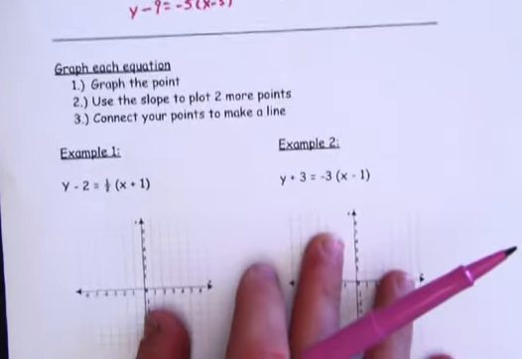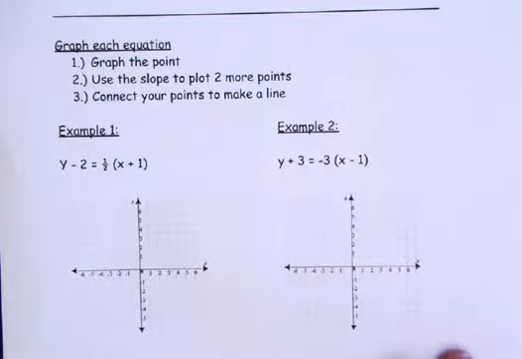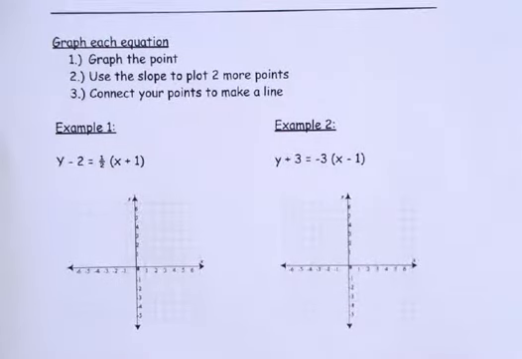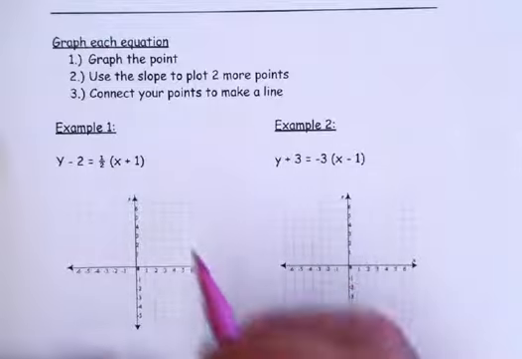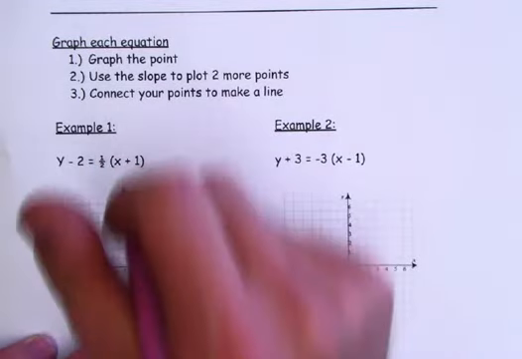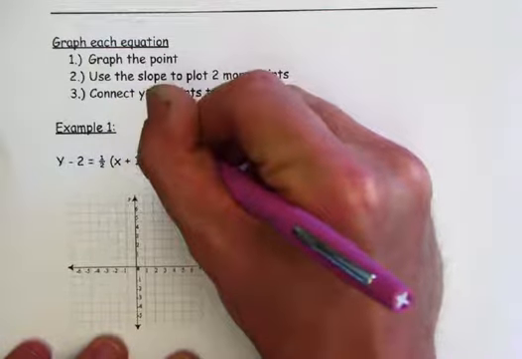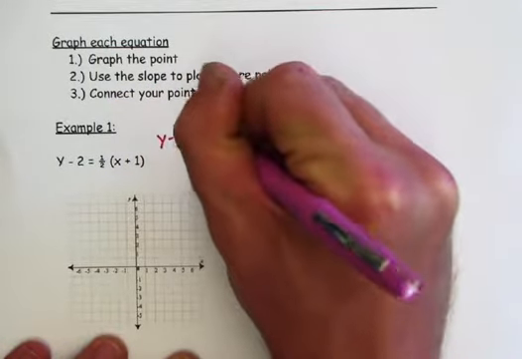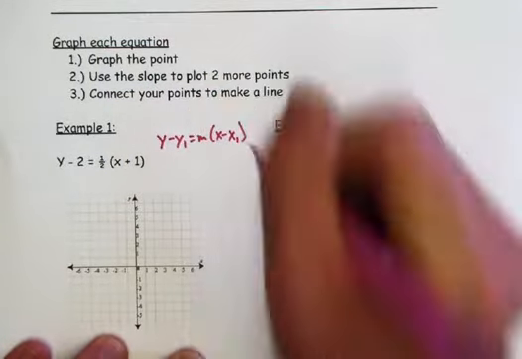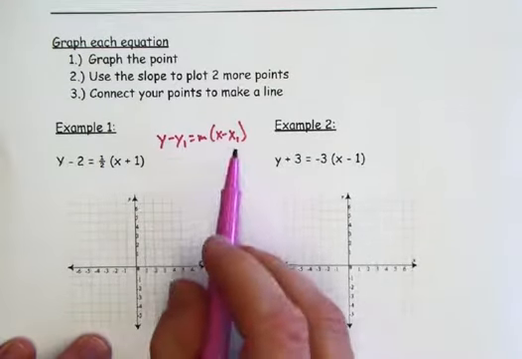Okay? Let's go down to this. It says graph each equation. When we're graphing equations using point-slope form, we're going to start by graphing the point. Then we're going to use the slope to plot 2 more points and connect our points to make a line. So our point is going to be, remember our equation, y minus y1 equals m times x minus x1. So our point is going to be x1, y1.